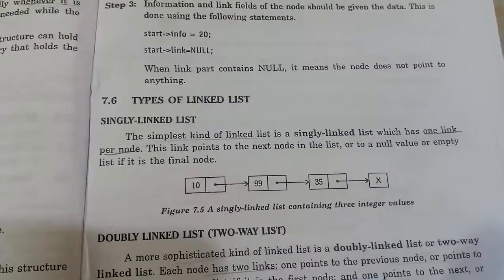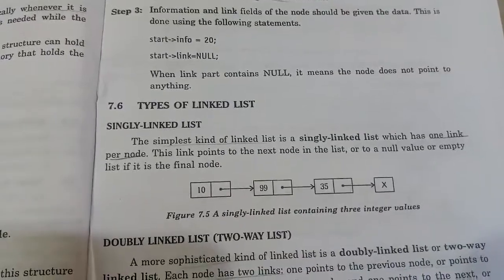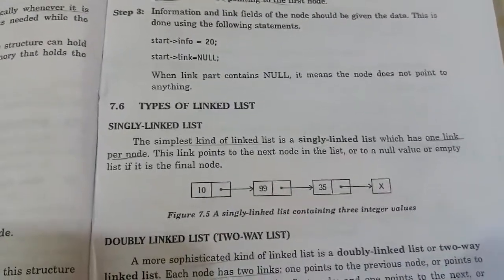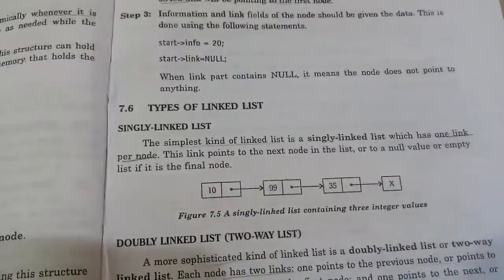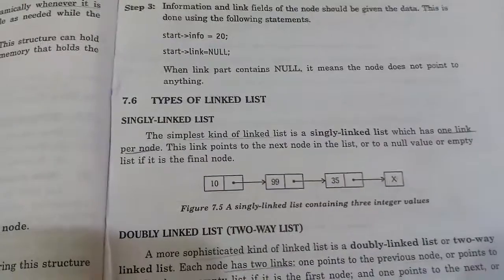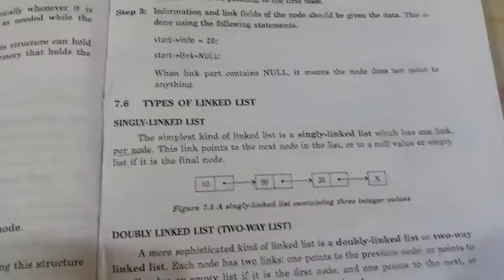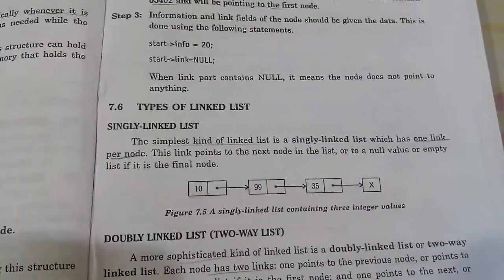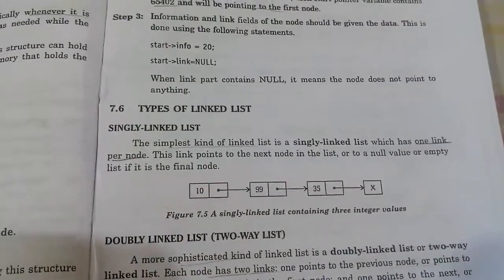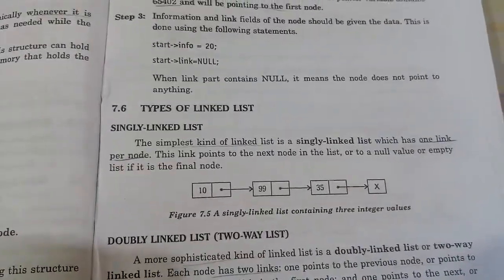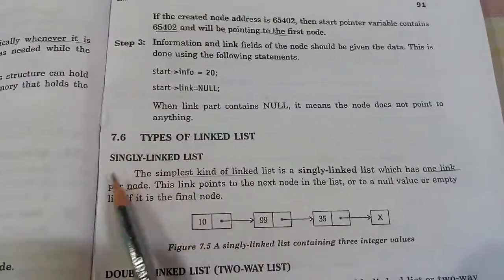Linked list is broadly classified into three types: singly linked list, doubly linked list, third one circularly linked list. Again, circularly linked list is classified into two types: singly circularly linked list and doubly circularly linked list. So first I'll discuss about singly linked list.